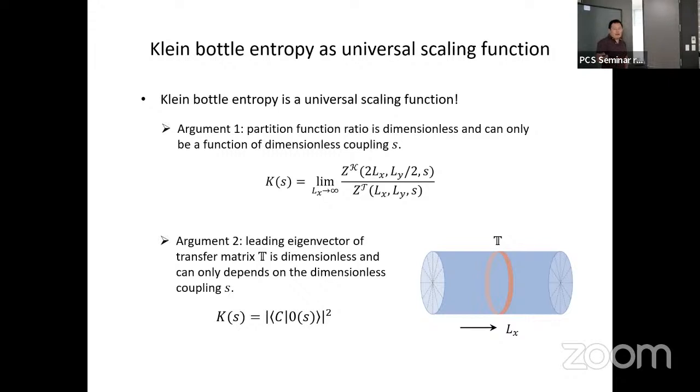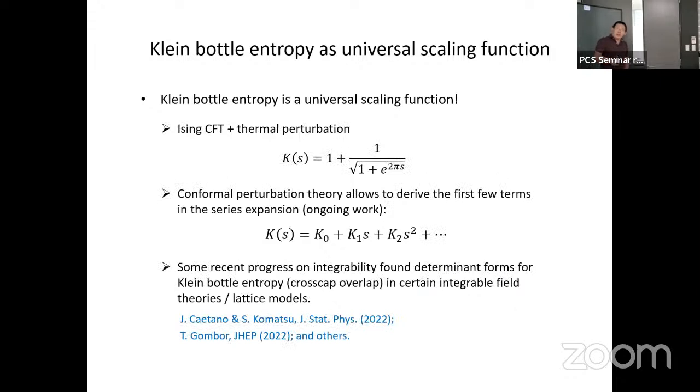But the cross-cap state is still this product of Bell pairs. So that's unchanged. So from the right-hand side, you see that this quantity can only depend on this dimensionless coupling. So based on these two arguments, you can easily see that the Klein-Bottle entropy must be a universal scaling function, which only depends on the dimensionless coupling. And then I want to first show some theoretical results.